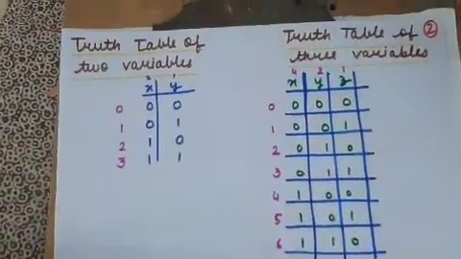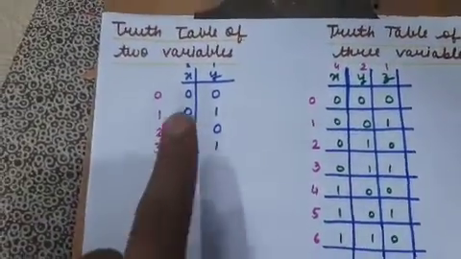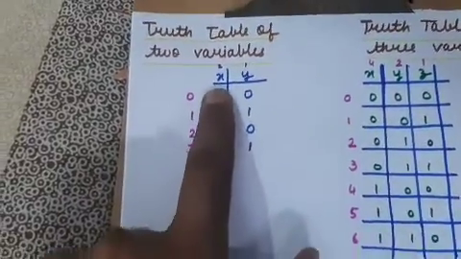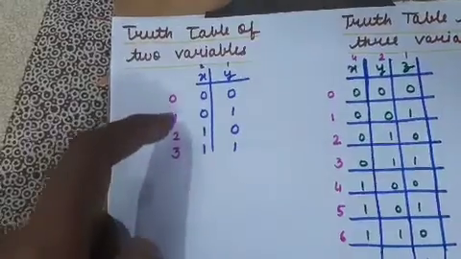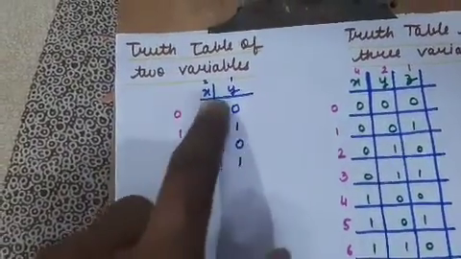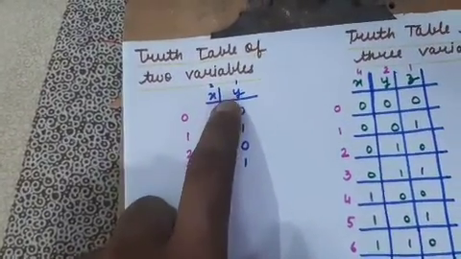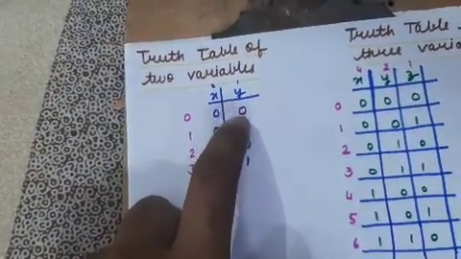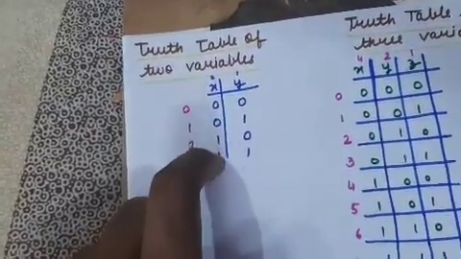The truth table of two variables and the truth table of three variables. First we discuss the truth table of two variables. We consider x and y as the two variables. The possible states are 0, 1, 2, 3. Total number of states is 4. For 1 and 2: once means repeat one time, 0, 1, 0, 1. For 2: repeat two times, 0, 0, 1, 1.